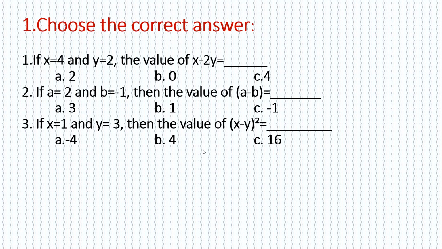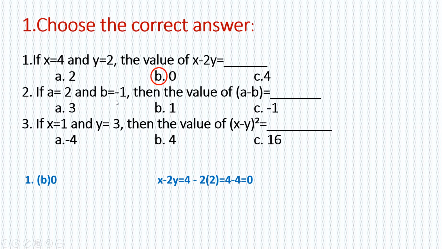Okay, very good. So option B is correct. Excellent. Why is option B correct? Because here x minus 2y means first you have to put the value of x, then the y value is 2. So 2 2s are 4, and 4 minus 4 is 0. Very good. You all are correct. Now what about question number 2?